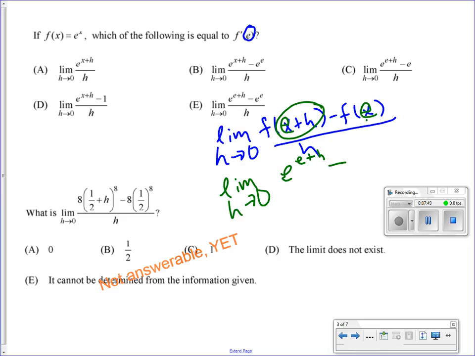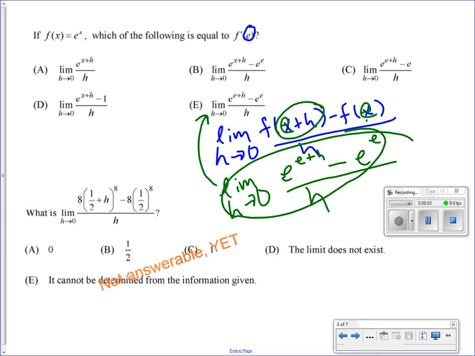And then f of e would be e to the e all over h. You're going to look, and I can see right away, I already have my answer. This is choice E. Take a look at the next one. It's not answerable yet, but we can still talk about it.